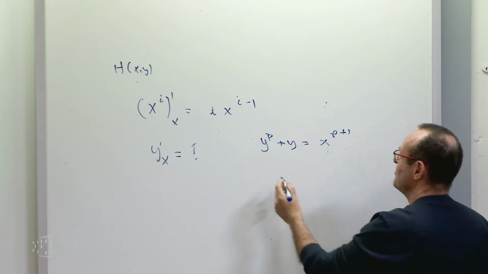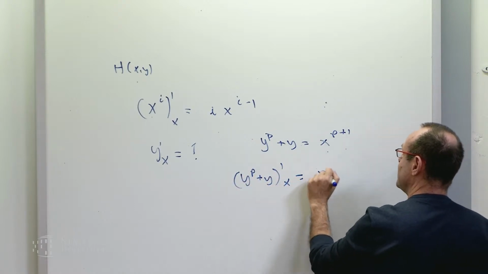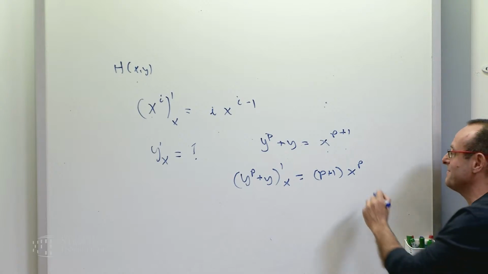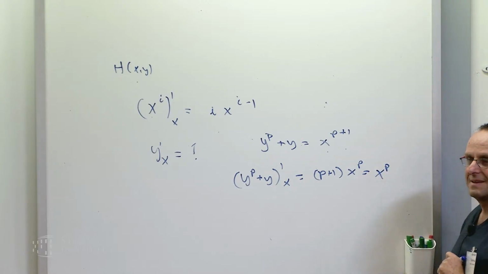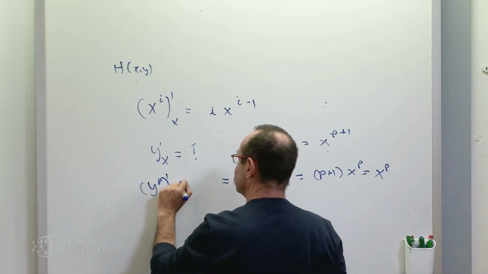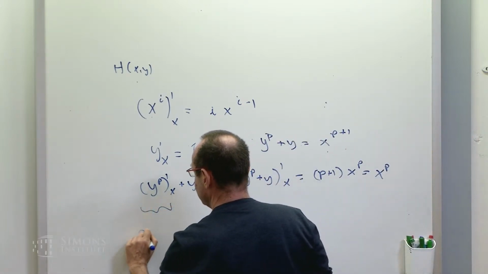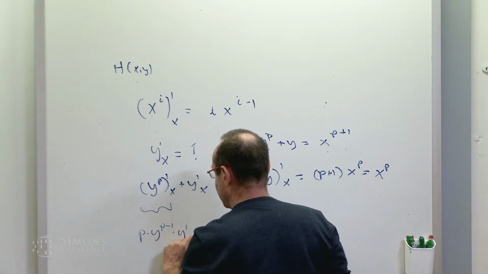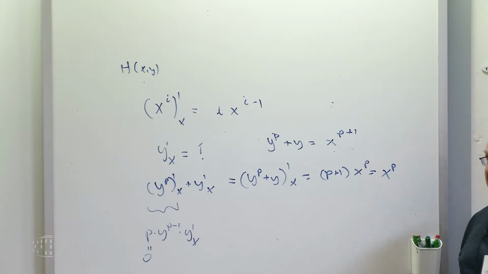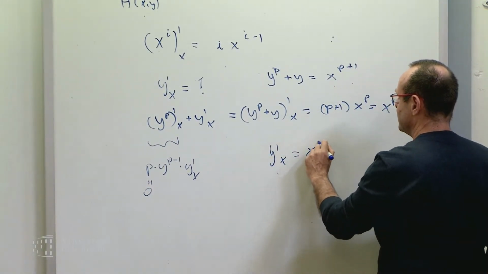So there's only one way it can be. Y to the p plus y derived by x should be p plus 1 times x to the p. And p plus 1 is 1, so this is x to the p. Now, the derivative should be linear. So it's y to the p derived by x plus y derived by x. And this thing, by the chain rule, should be p times y to the p minus 1 times y derived by x, and this is a 0. So the conclusion is that the derivative of y with respect to x is x to the p.